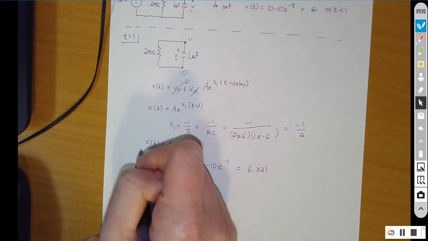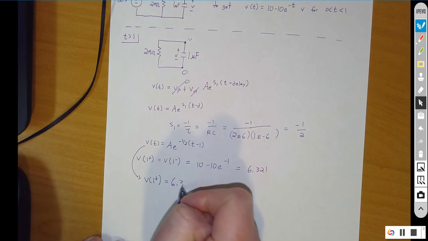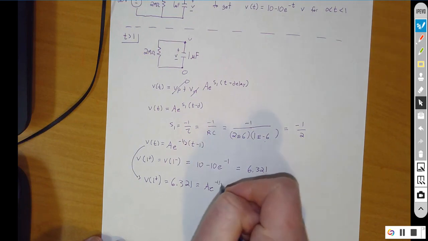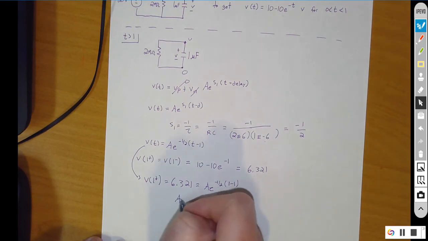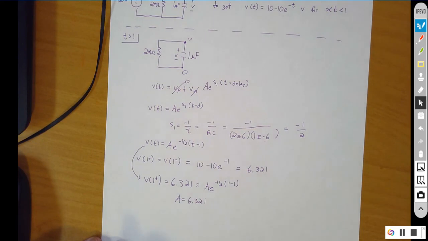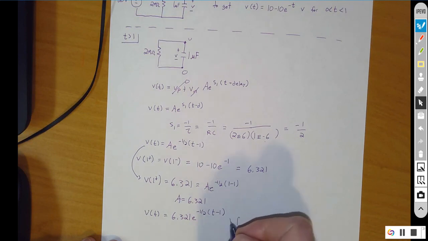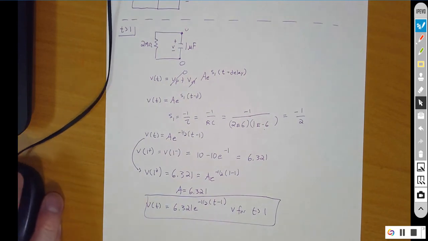All right, so let's bring this back down. So now V of 1 plus is equal to 6.321, equal to A e. The cool thing that's going to happen is we're going to get negative 1/2, and then we plug in a 1 minus 1, so we still get that 0 over here. So A is 6.321. And so our answer becomes V of t equal to 6.321 e to the negative 1/2 (t minus 1) volts for t greater than 1. So don't accidentally put in t greater than 0 there. All right, so that is your answer. If you have any questions, feel free to reach out.